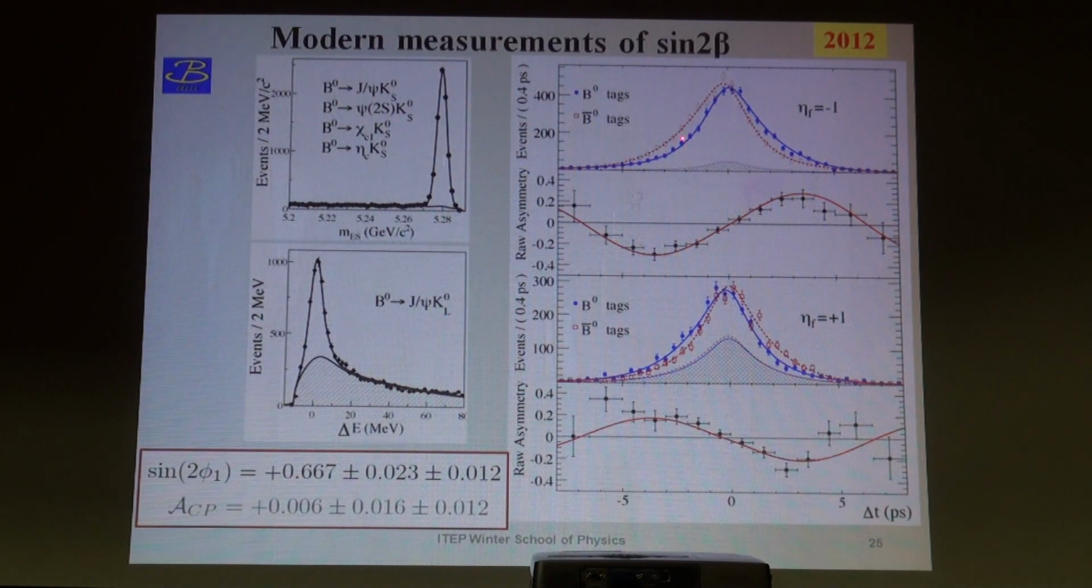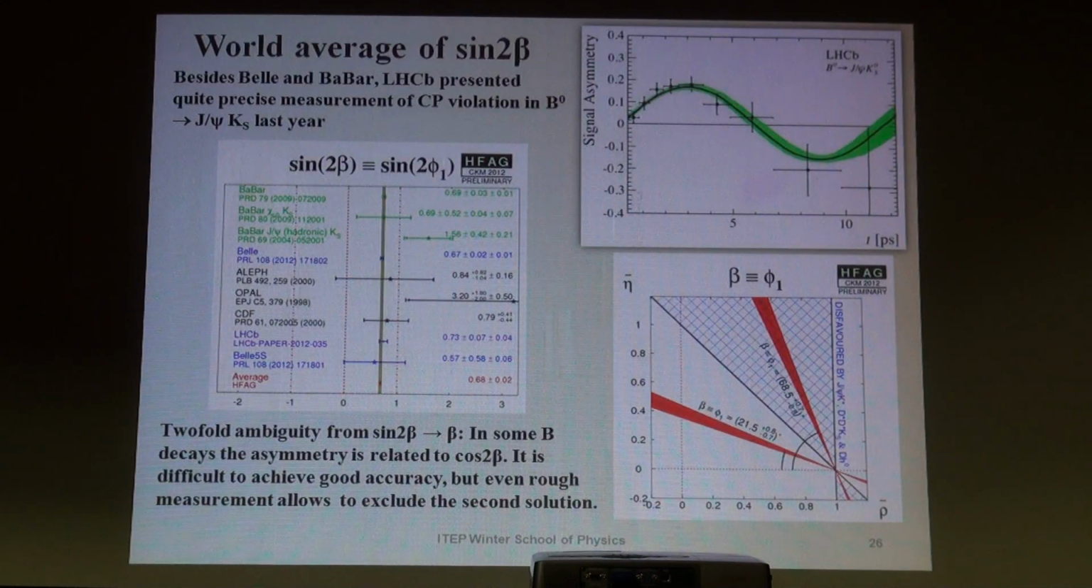This is B0 bar, so if we just subtract one from the other and divide by the sum, this will be the oscillating asymmetry. This is the amplitude of the asymmetry. And this is in case of J/psi K short, and this is J/psi K long. You can see that really the sign of the asymmetry flipped, because this final state is CP even, this is CP odd, so they should have different signs of asymmetry. Okay, so this is the average over all measurements up to now for angle beta.